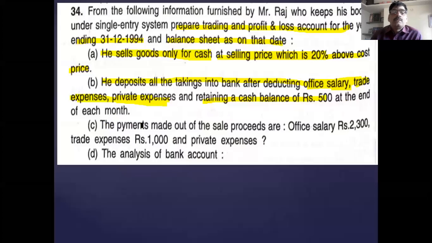The payments made out of sales proceeds means out of the cash book. Office salary 2,300 you take in the cash account and the P&L account. Then trade expense also you take in the cash account and P&L account. Then private expense is there, but that amount is a question mark. This is the missing information you have to ascertain.